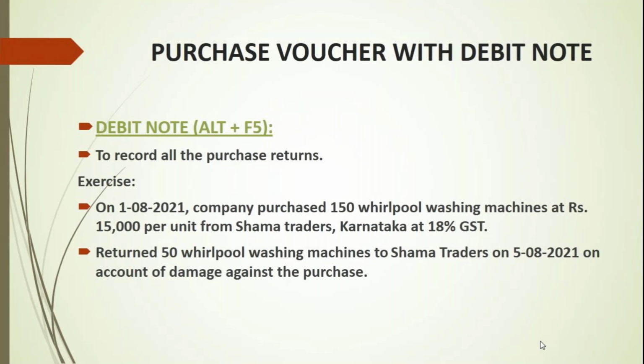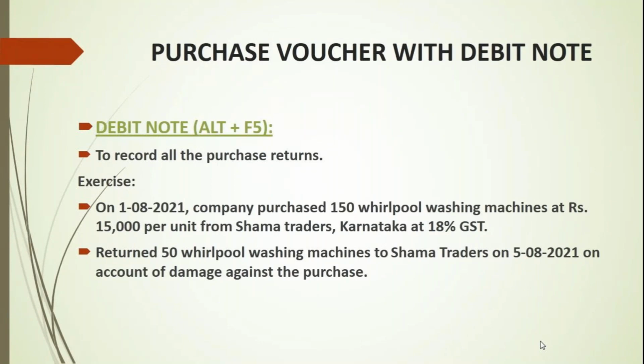Now, after 4 days, 5 days of time, whatever Whirlpool washing machines are being purchased from Shama Traders, our company will go for a stock verification, stock inspection of all the 150 Whirlpool washing machines. Now, what happens is, out of 150 Whirlpool washing machines purchased by the company from Shama Traders, 50 Whirlpool washing machines are damaged.